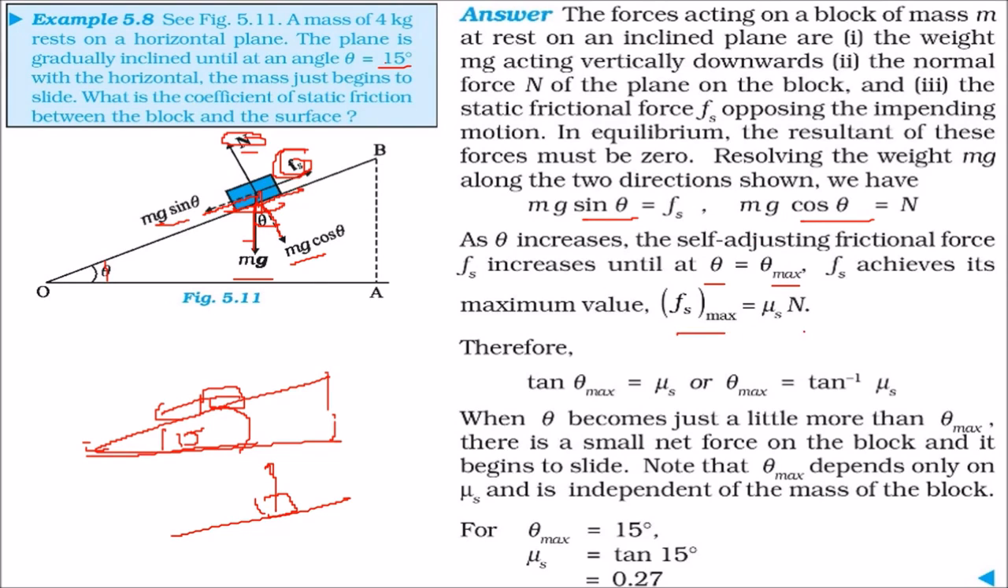So Fs max, we know, is mu s into N. We just have to divide these two, this one and this one. This gives tan theta max equal to mu s, and theta max will be tan inverse mu s. When theta becomes just more than theta max, there will be a small net force on the block, and it is going to slide. Theta max depends only on this mu s, and it is independent of the mass. So what will be theta max? It is given as 15 degrees. So you can find mu s by putting 15 degrees here. This is equal to 0.27.